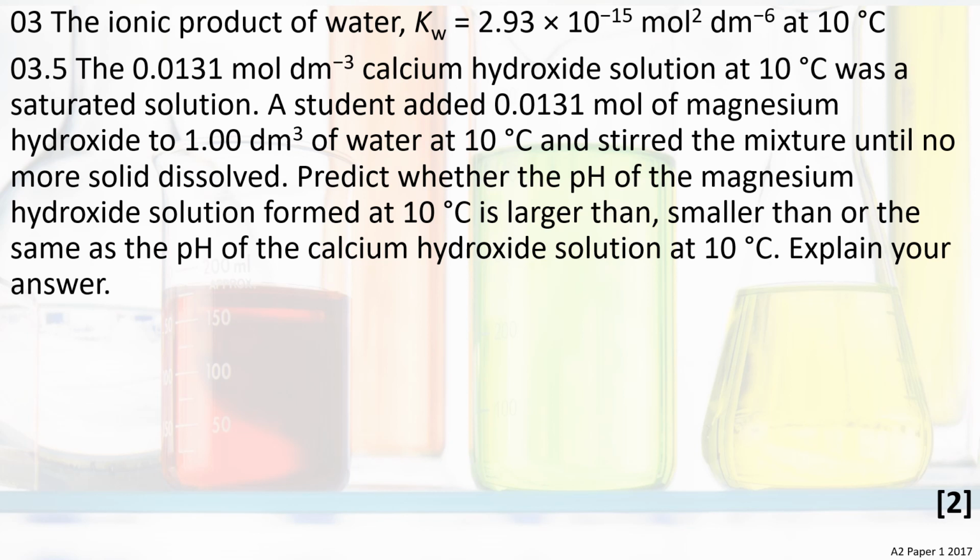Predict whether the pH of the magnesium hydroxide solution formed at 10 degrees Celsius is larger than, smaller than, or the same as the pH of calcium hydroxide solution at 10 degrees Celsius. Explain your answer.